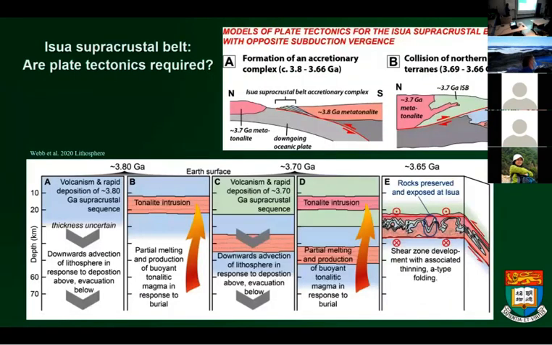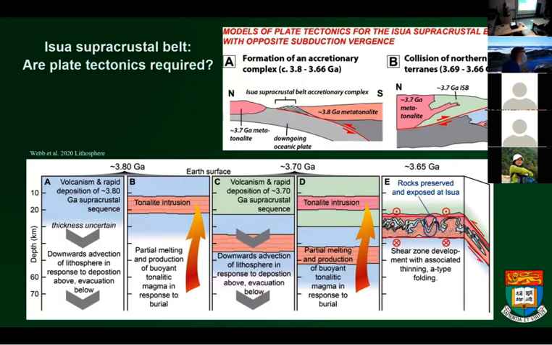So the model that we came up with for this is dependent on the idea that there is a lot of strain and a lot of thinning in this package of rocks. So we deposit the 3.8s. With that deposition, some material is pushed down, creates some partial melting in the underlying matrix volcanics. That produces a tonalite. Then nothing much happens for about 100 million years.